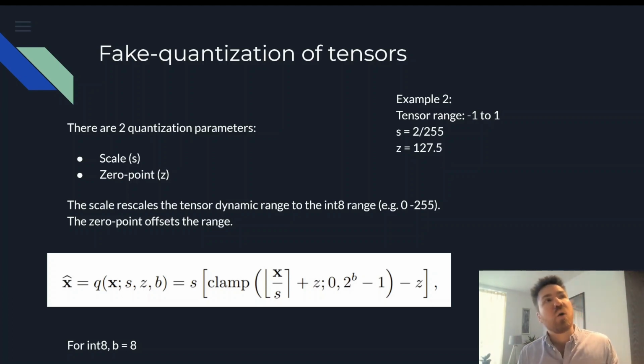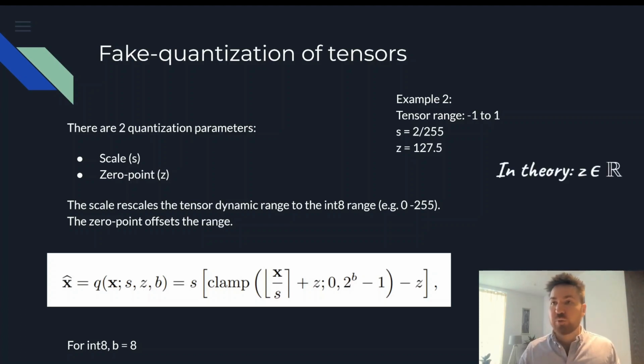Why is this? Well, the 0 point should be interpreted as a value between 0 and 255. In theory, you can have negative 0 points. You can have 0 points that are larger than 255 for int8.